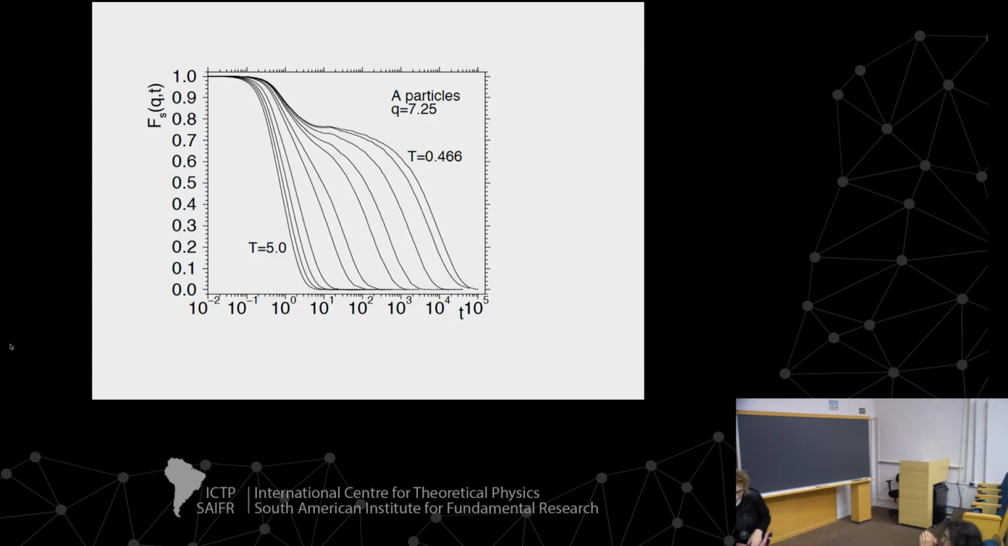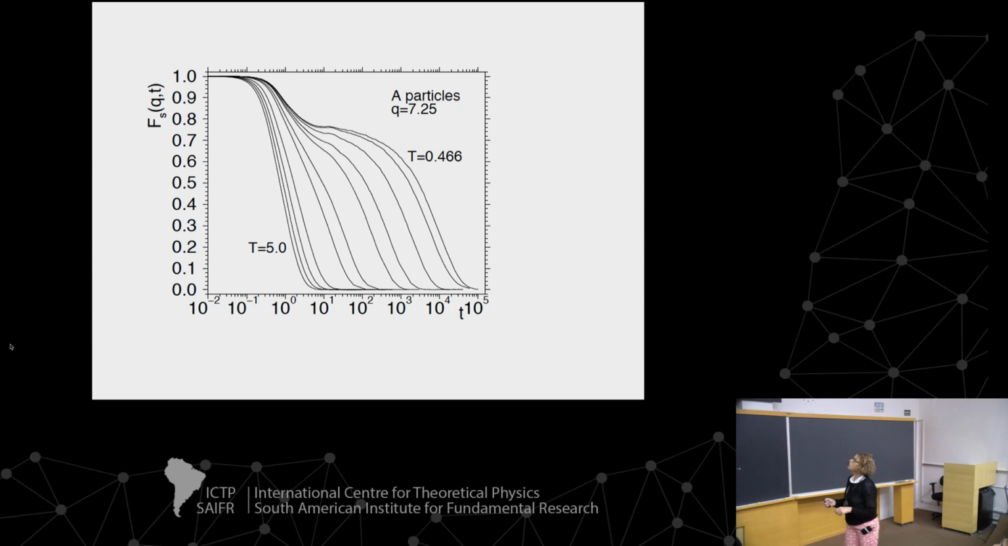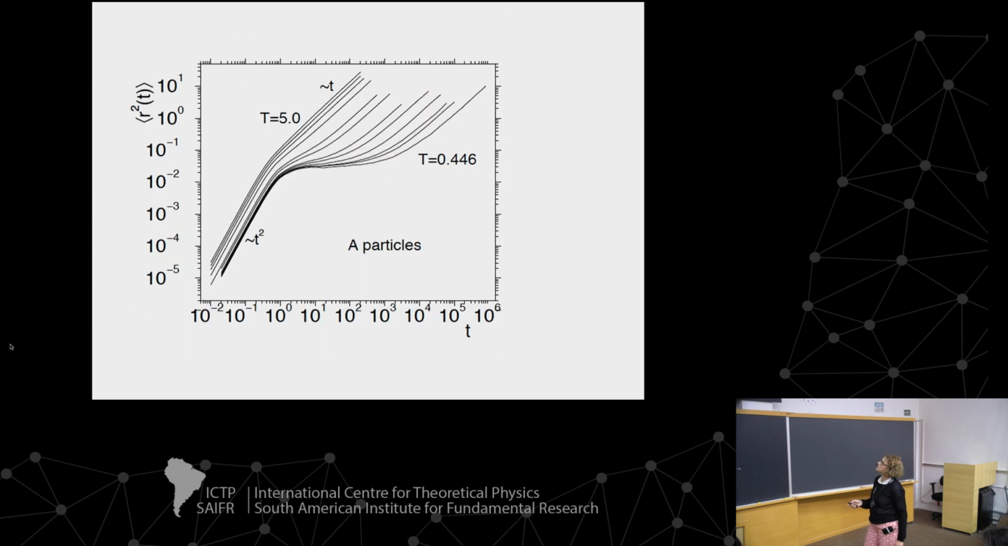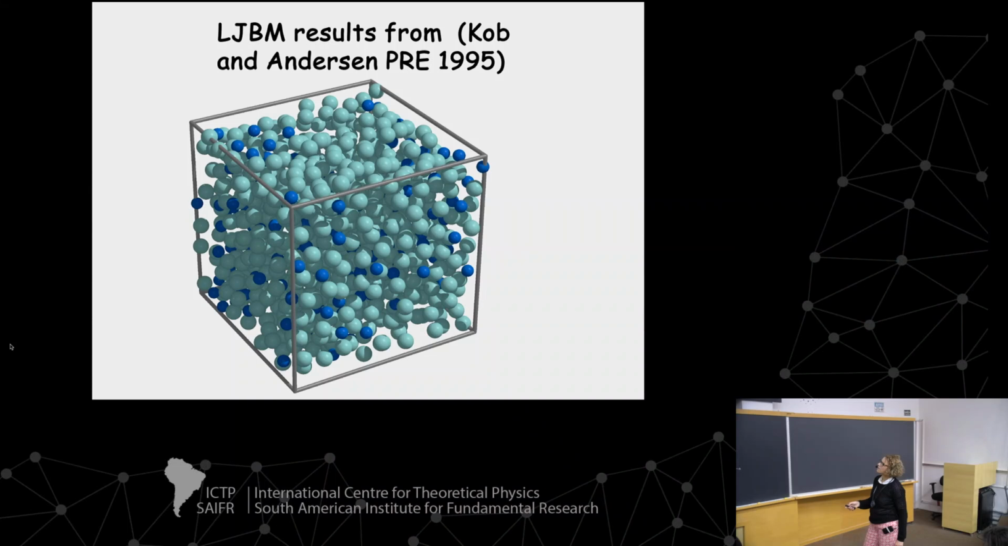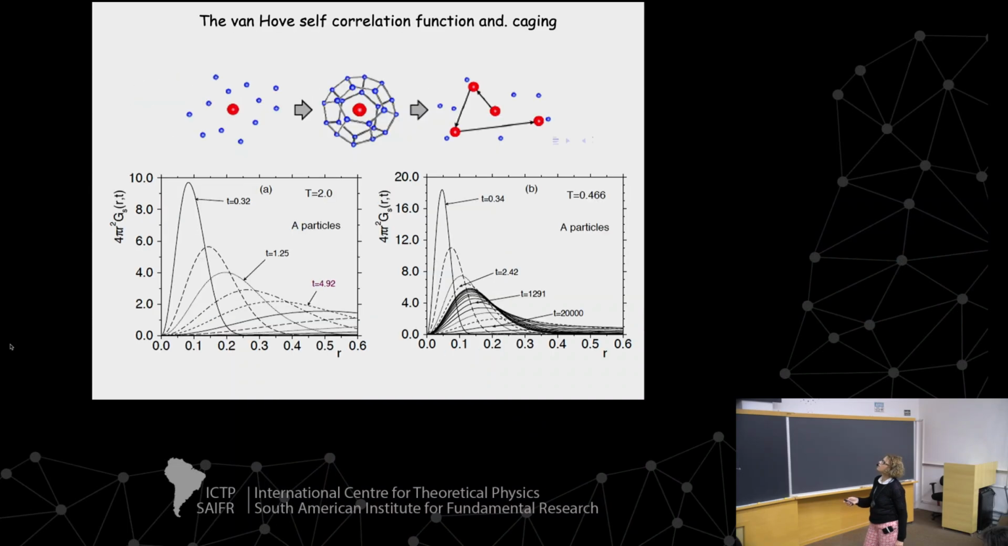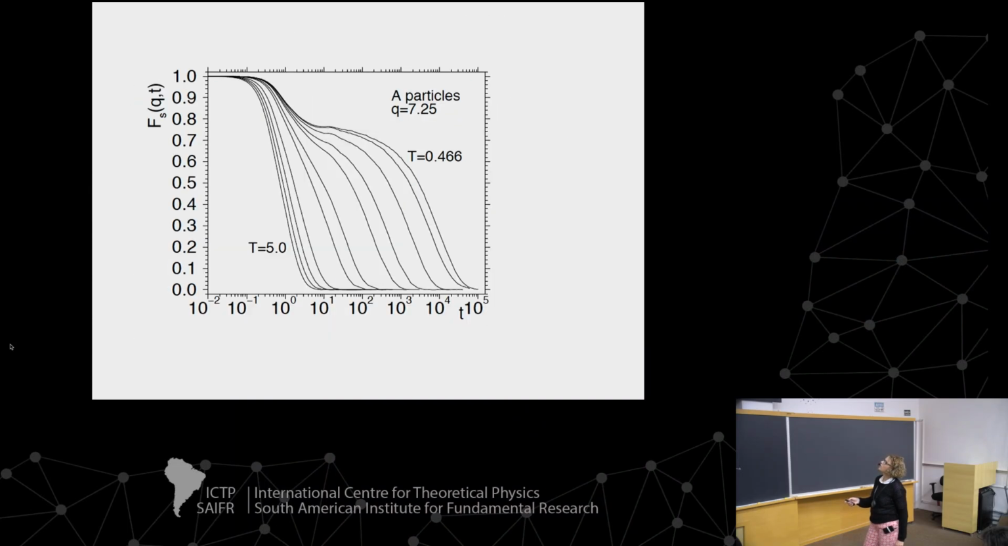Correspondingly, as we have seen, we have the F of Q, t, and let's look at the F of Q, t for both particles. This is for a particle at Q equals 7. I don't remember if it's the first peak of the structure factor. Let's go back and see it. Yes, it's at the first peak of the structure factor, Q equals 7.25. And these are high temperature, these are low temperature. As you see, it beautifully fits the prediction of mode coupling.